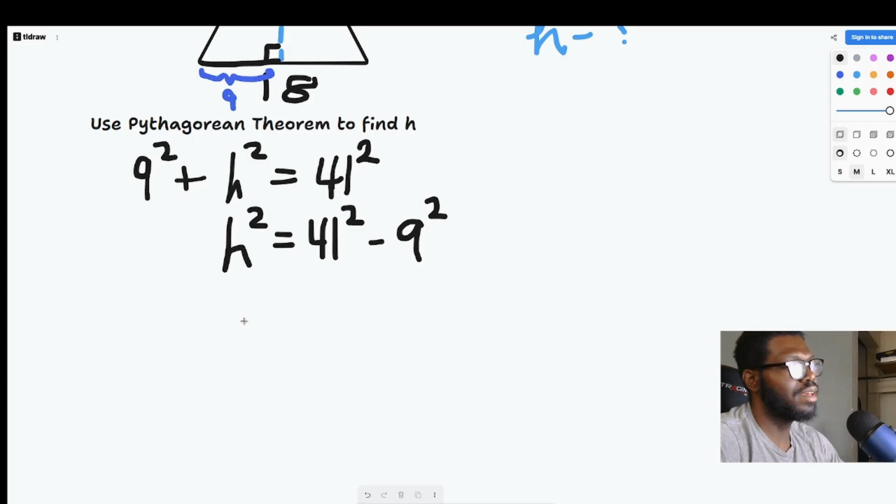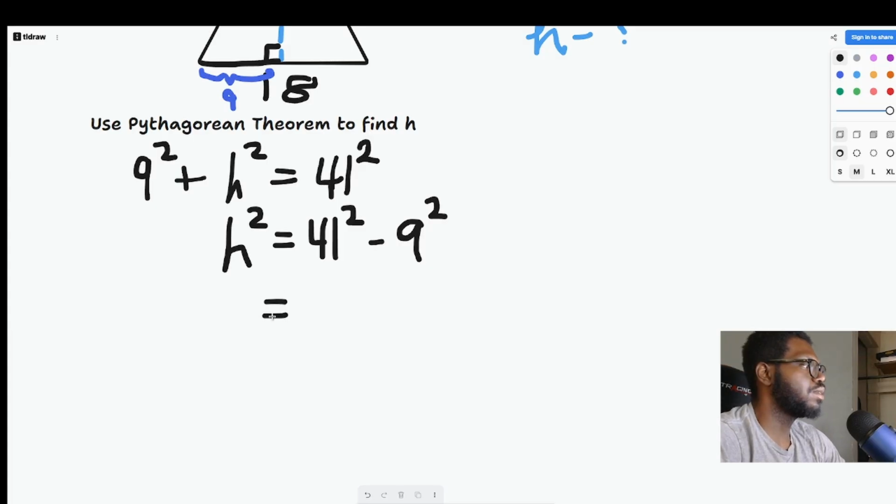41 squared, how the heck am I even supposed to solve this quickly without a calculator? Since this problem was on a math competition where a calculator was not allowed, I'm going to just continue to solve this without a calculator, and you'll see how I do this.